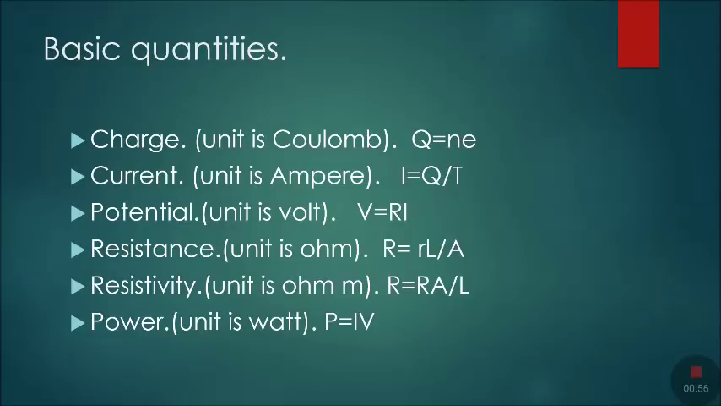Potential unit is volt. Potential equals resistance into current. Resistance unit is ohm. Resistance is equal to resistivity into length of the conductor upon area of that conductor. Resistivity unit is ohm meter. Resistivity equals resistance into area of that conductor per unit length of that conductor. Power unit is watt. Power equals current into voltage, that is current into potential.